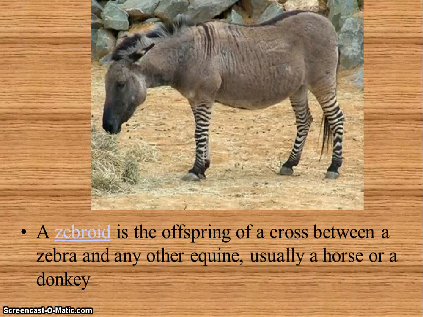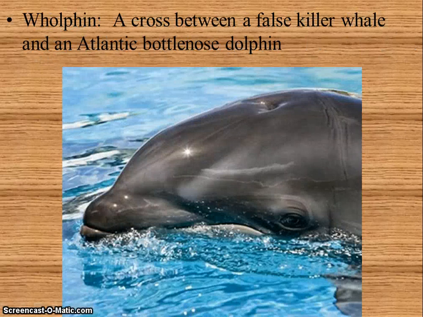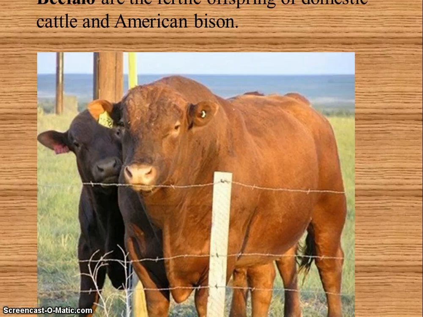Okay, here are some more hybrids. We have a zebroid, the offspring we got from a cross between a zebra and some other type of horse or donkey. A liger is a cross of a male lion and a female tiger. A wolphin is a cross between a false killer whale and an Atlantic bottlenose dolphin. A polar grizzly bear is an offspring of a grizzly bear and a polar bear. And we have a beefalo, the offspring of a cattle and a bison.